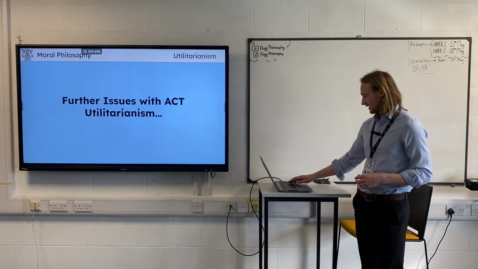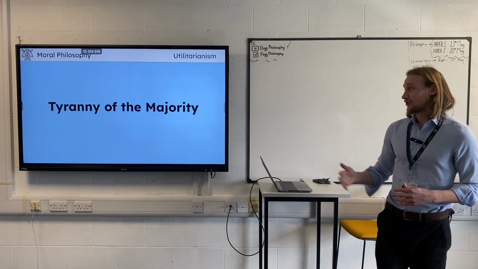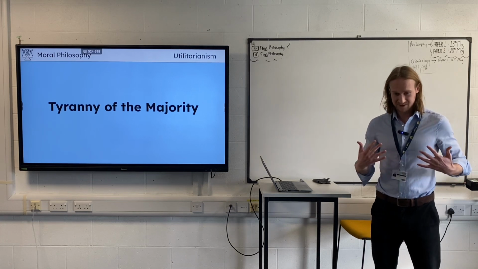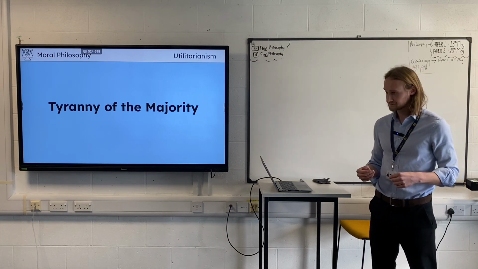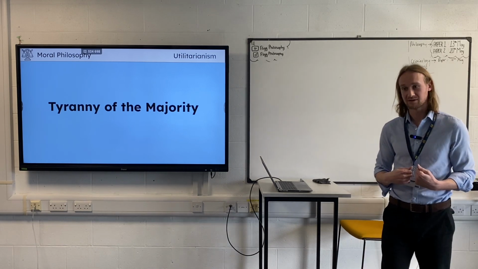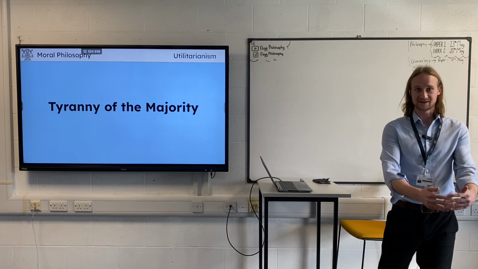So some further issues then, just with act utilitarianism in general. The first one is known as the tyranny of the majority. Now this is a general issue. The tyranny of the majority is this problem that with utilitarianism we have this idea of maximizing the greatest pleasure for the greatest number, for the greatest amount of people.